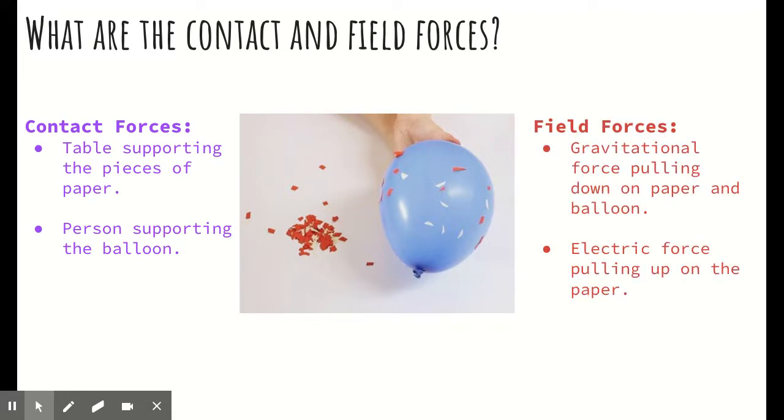Field forces here is going to be the gravitational force pulling everything down, okay, because gravity is not making physical contact with anything. It's just a force that exists. So gravity is pulling everything down. Then you have an electric force pulling up on the paper that's making it stick to the balloon. So you have your static there.